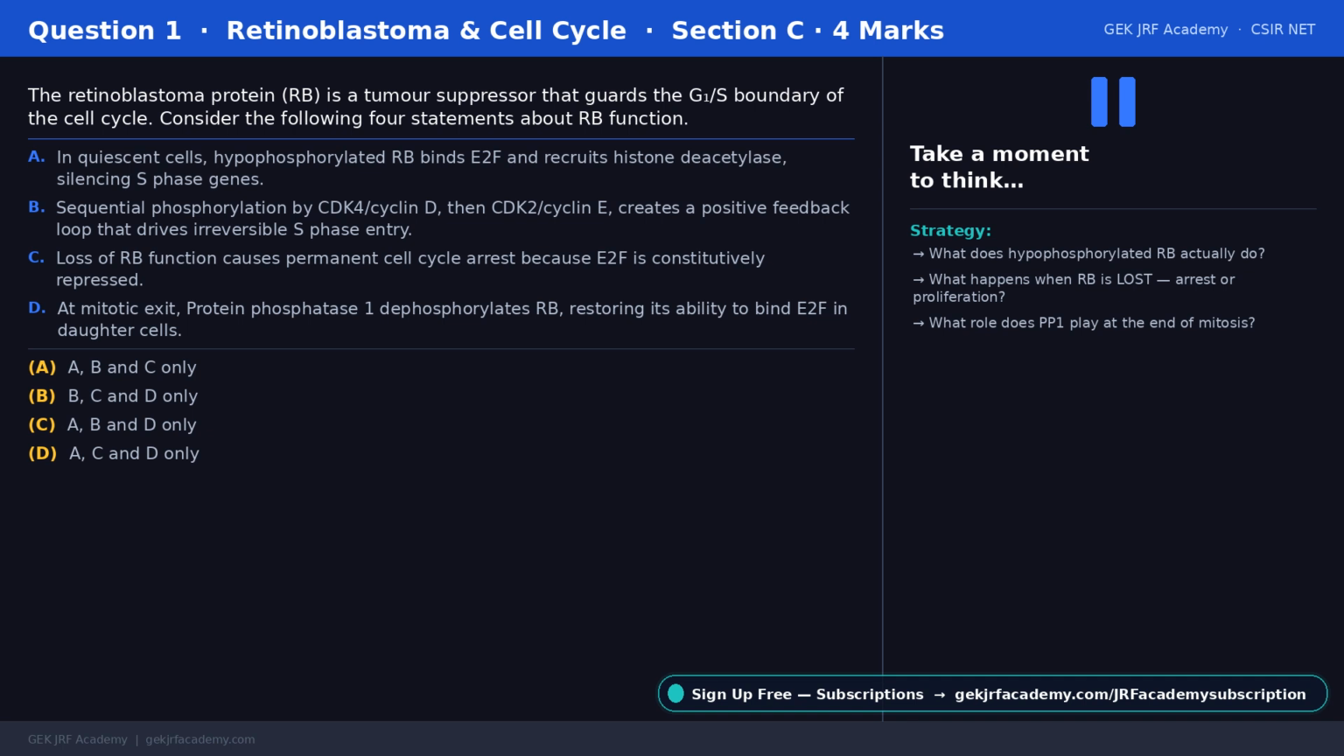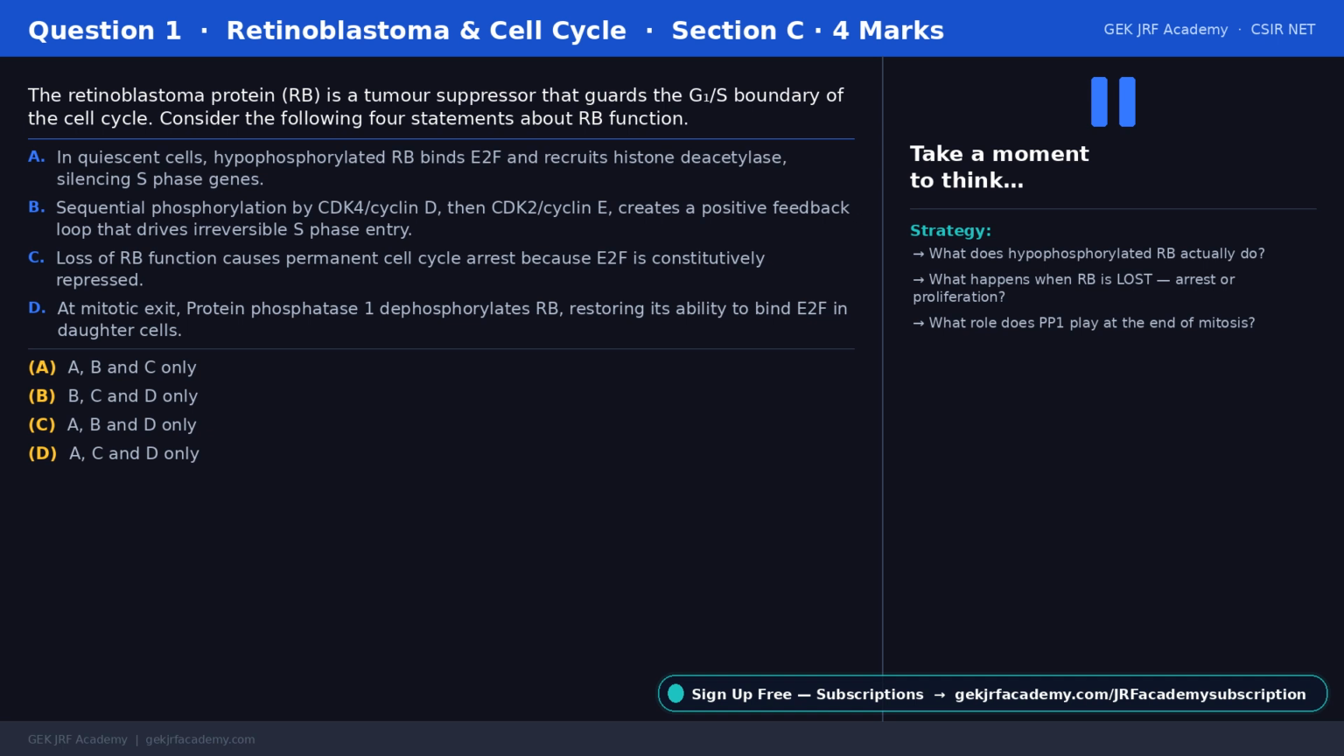Statement B. Sequential phosphorylation by CDK4/Cyclin D, then CDK2/Cyclin E, creates a positive feedback loop that drives irreversible S-phase entry. Statement C. Loss of RB function causes permanent cell cycle arrest because E2F is constitutively repressed. Statement D. At mitotic exit, protein phosphatase 1 dephosphorylates RB, restoring its ability to bind E2F in daughter cells. Which combination of these statements is correct?